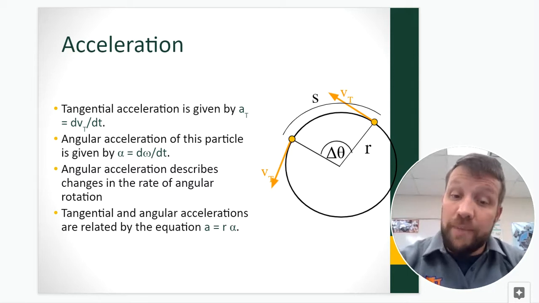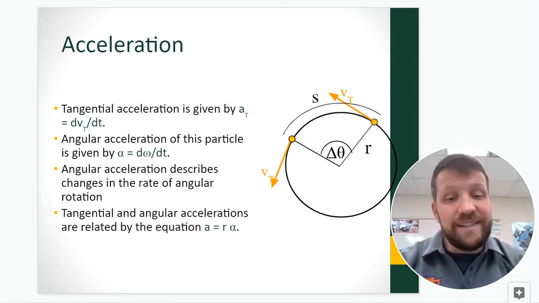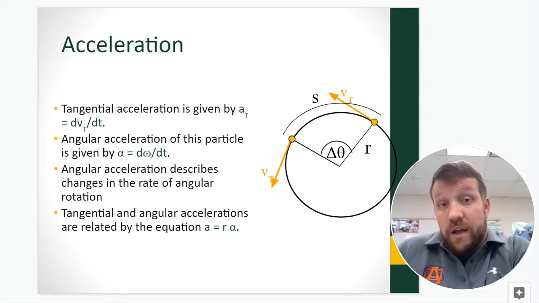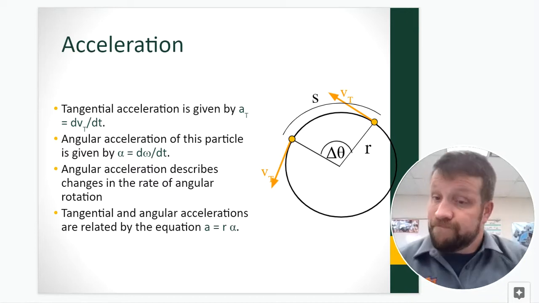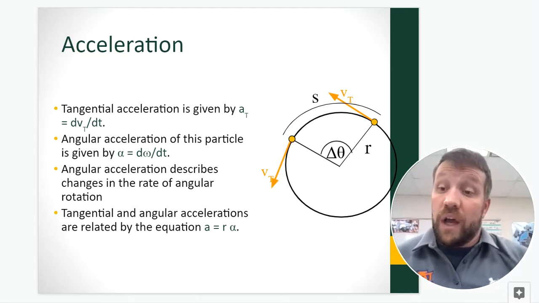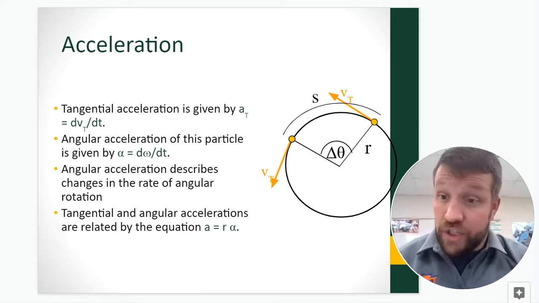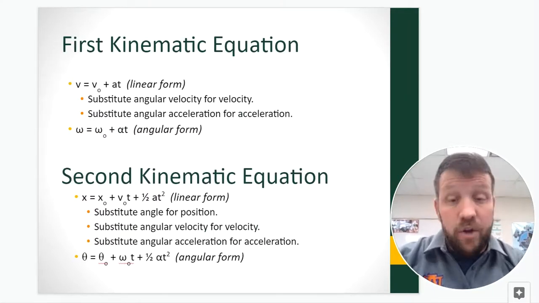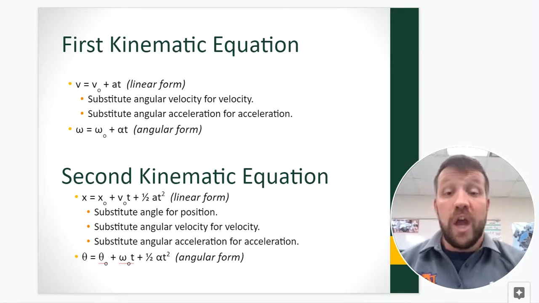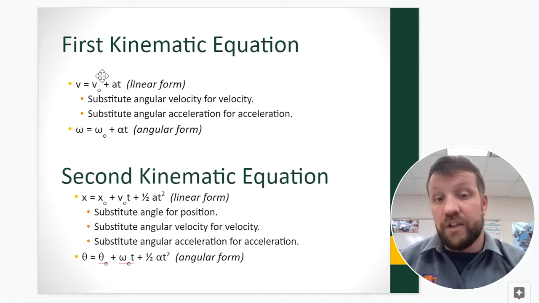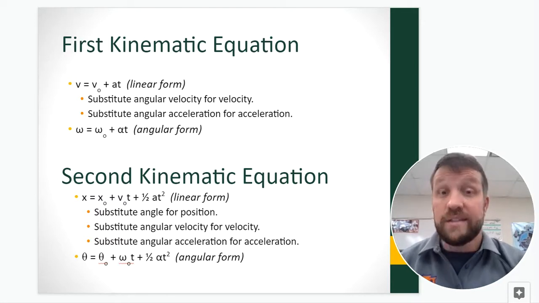Okay. This describes changes in the rate of angular rotation, and we still have that correlation there between the radius and correlating our angular quantity to our tangential quantity. The great thing about these things being correlated and all having similar ratios to what we've done in our linear motion is that we can still apply our kinematic equations. So the first kinematic equation, the second kinematic equation, we're going to still use those same ratios. We're just going to change out our quantities. So instead of having velocity and acceleration, we're going to have angular velocity and angular acceleration. And we see that the ratios other than that still hold true.